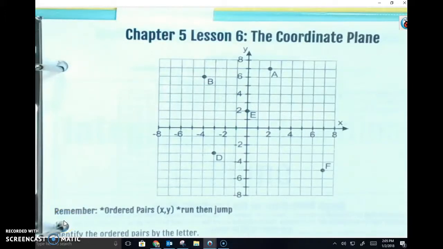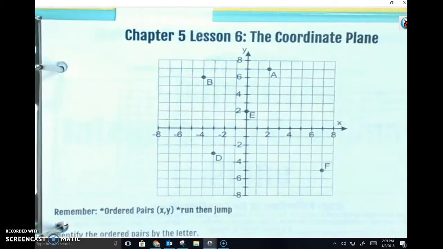Okay, this is the coordinate plane. This is lesson 6. These next two ones you'll really enjoy. So instead of just having one coordinate, or one section of the coordinate plane, we are going to be doing all 4 sections. But it is fairly easy.